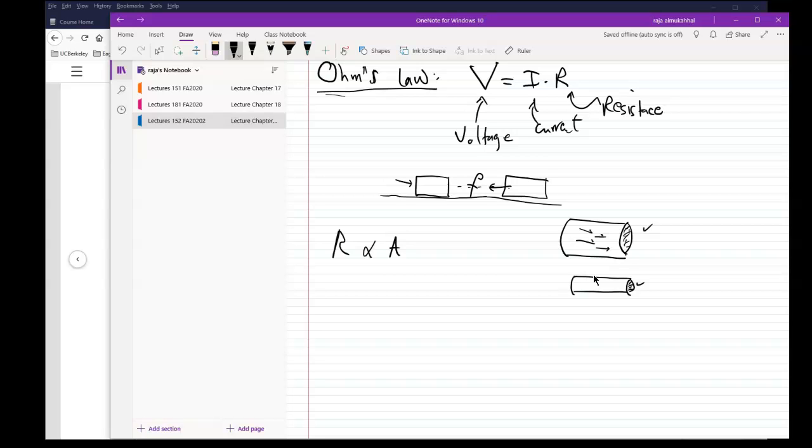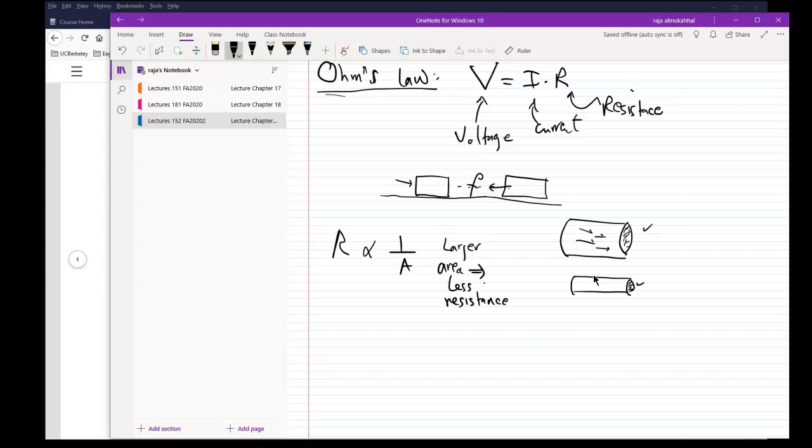So in this case, we have the resistance. Sorry, I should have said 1 over A. That's what I wanted to say. So resistance is inversely proportional to the area. Larger area, less resistance. That's what I want to say. Let me write it down again. Larger area results in less resistance.